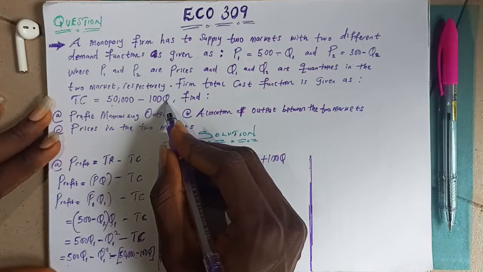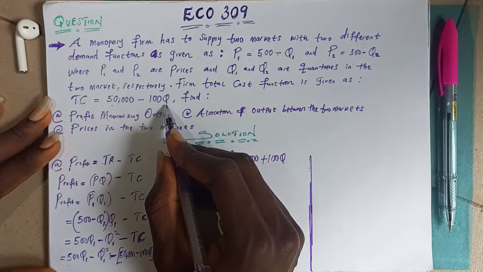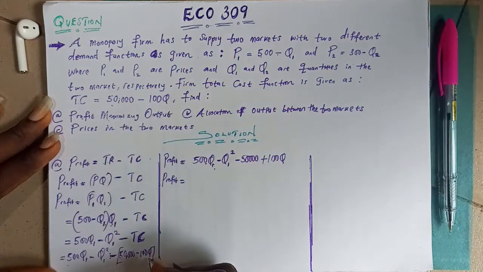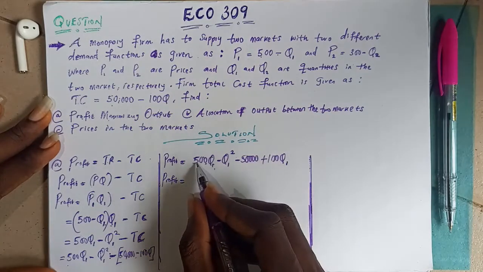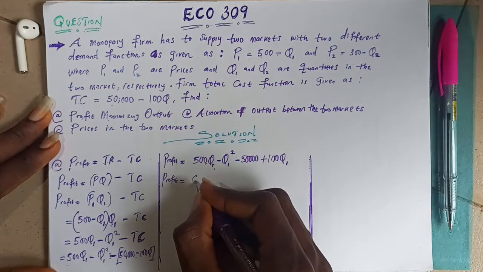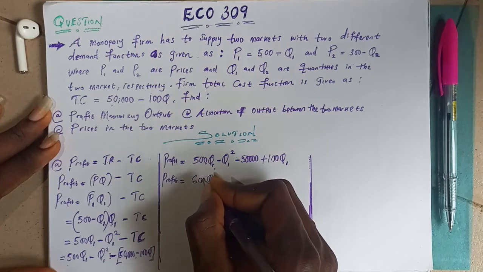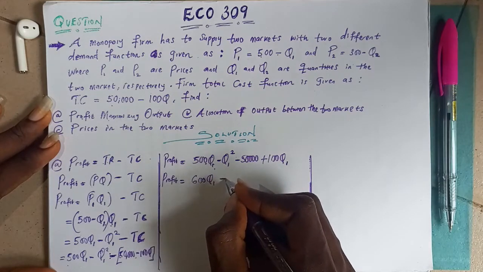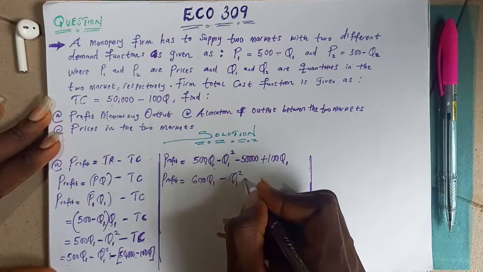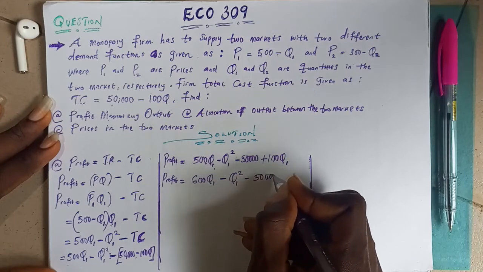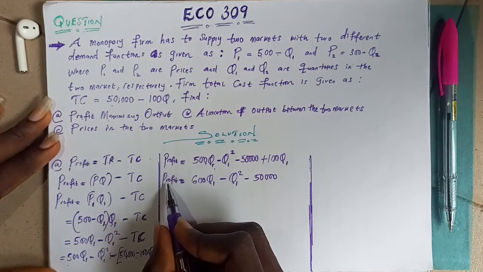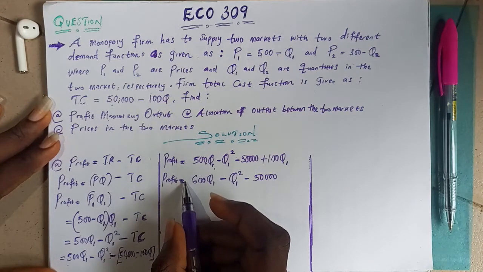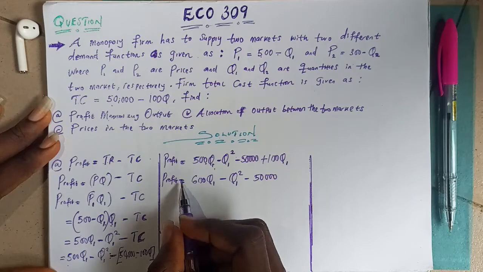Since I'm already dealing with Q1 here, the first quantity, I can decide to substitute this as Q1. So 500 plus 100, that is 600Q1, followed by a negative Q1 squared, then minus 50,000. So that's how it works. This is the first profit for the first price and the first quantity.